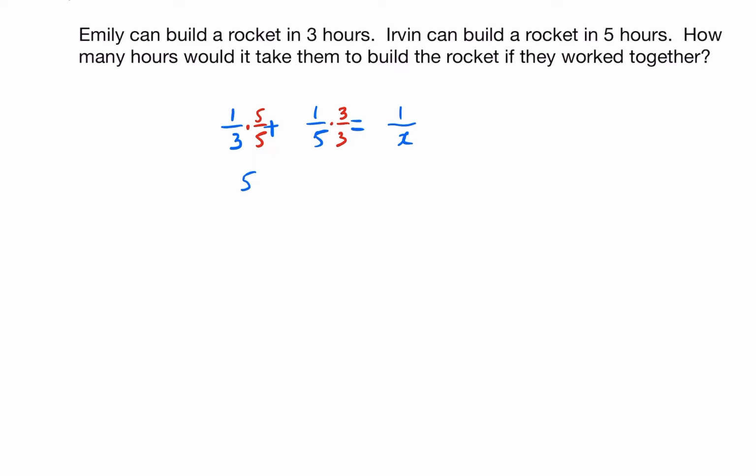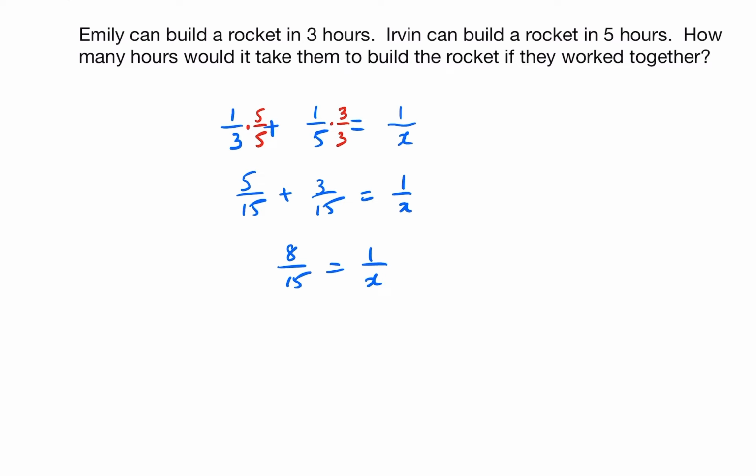So then this first fraction comes out to 5 over 15, and that's going to be plus 3 over 15, and that's going to equal 1 over x. Now that we have the same denominator, we can go ahead and add these two together. And this becomes 8 over 15, and that is equal to 1 over x, okay?